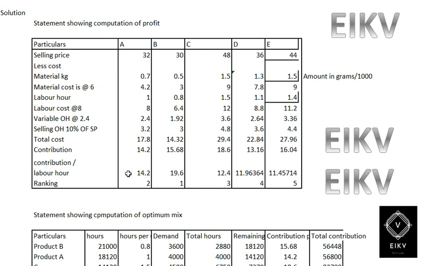Then we need to compute the contribution per labor hour. The contribution per labor hour will be contribution divided by the labor hours. That is 14.2, 18, 19.6, 12.4 and 11.45. When we analyze this contribution per labor hour, the highest should be awarded rank 1. So product B is ranked 1, product A at 14.2 is ranked 2, and 3 is product C, then D and E respectively.